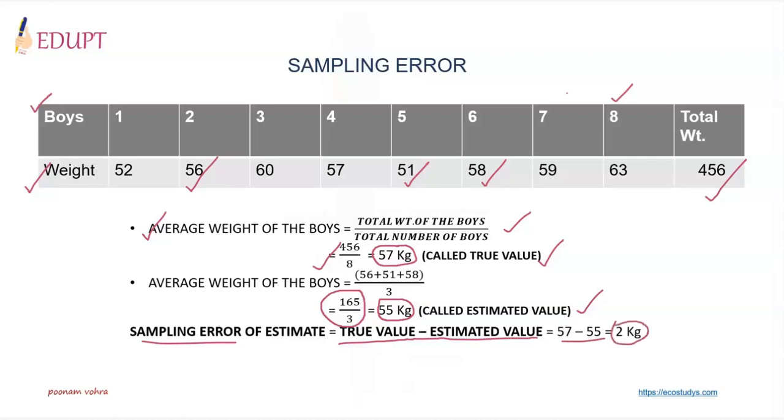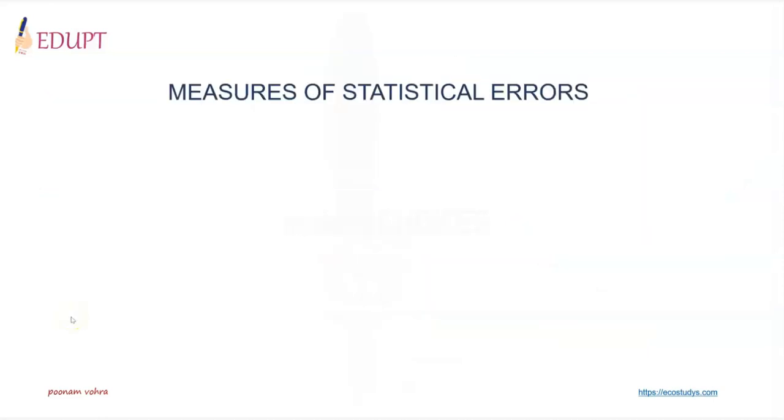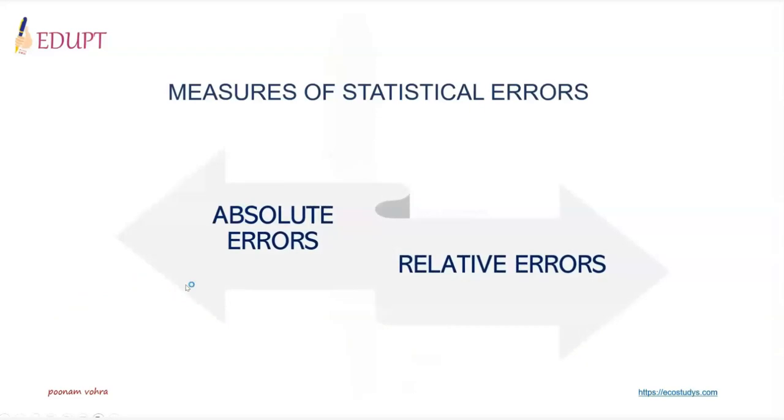Now, this can be improved if we take more number of boys to find their average. That is by increasing the size of the sample. The statistical errors can then be measured either in absolute terms or in relative terms. An absolute error is the difference between the true value and its estimated value, whereas relative error is the ratio of absolute error to the actual value.